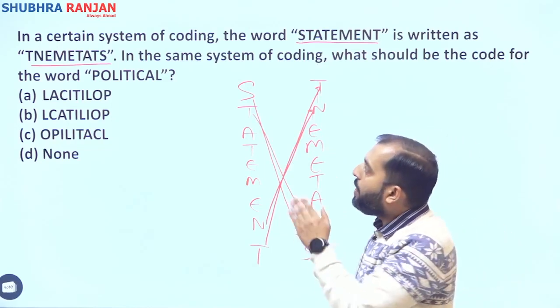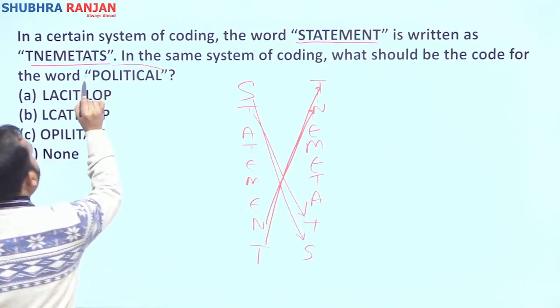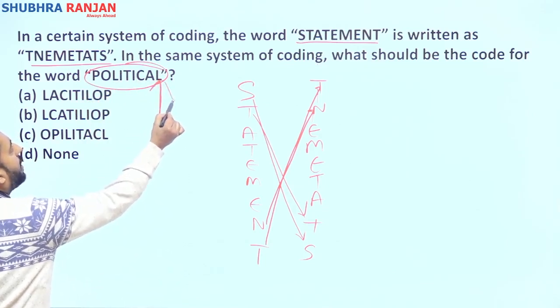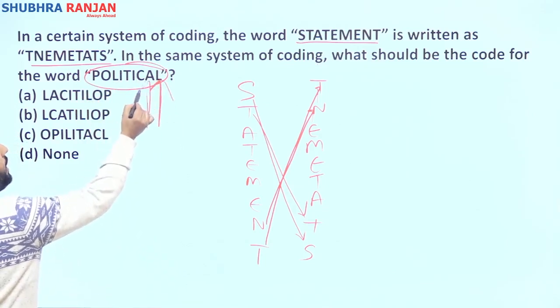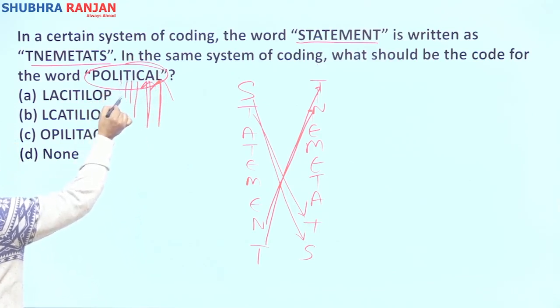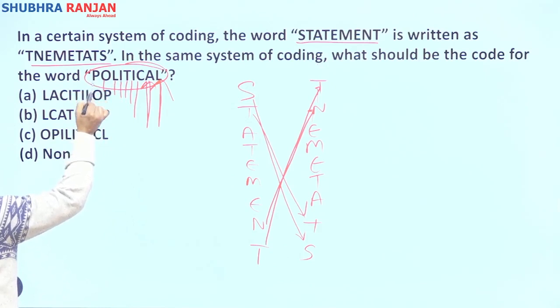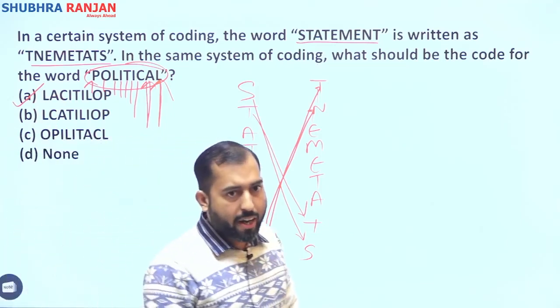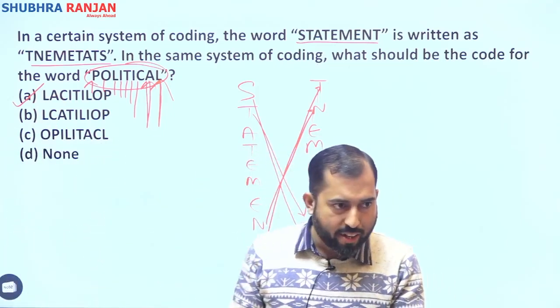So if you want to code POLITICAL, then your answer should start with L. Then the next letter should be A, then C, then I, then T, then I again, then L, then O, and it ends with P. So the only option satisfying this condition is option A, right? I hope this part is clear to everyone.